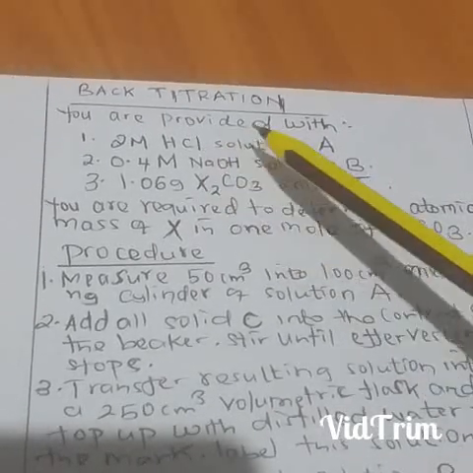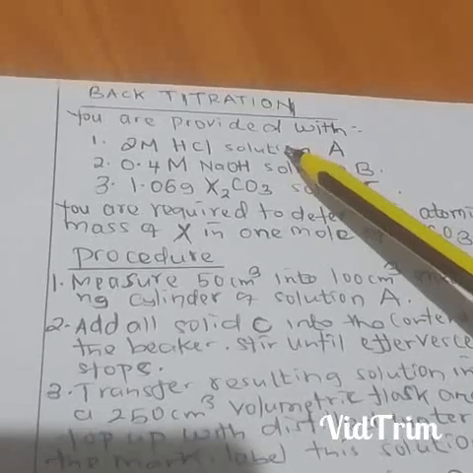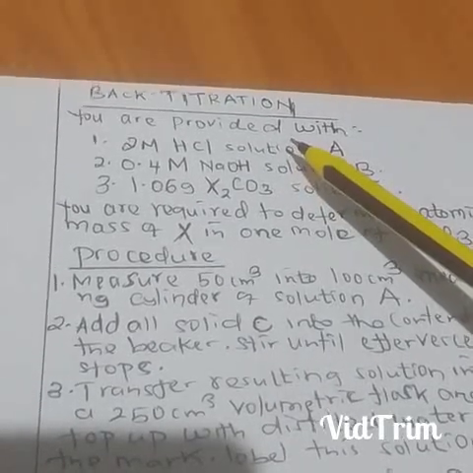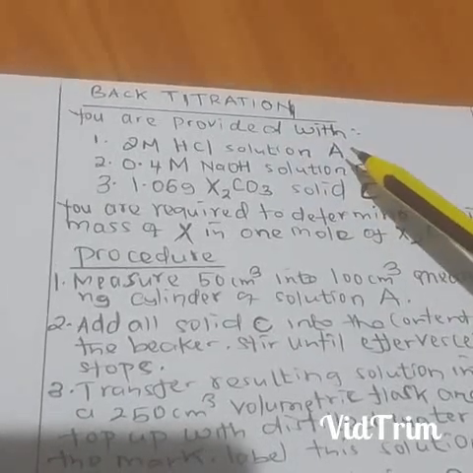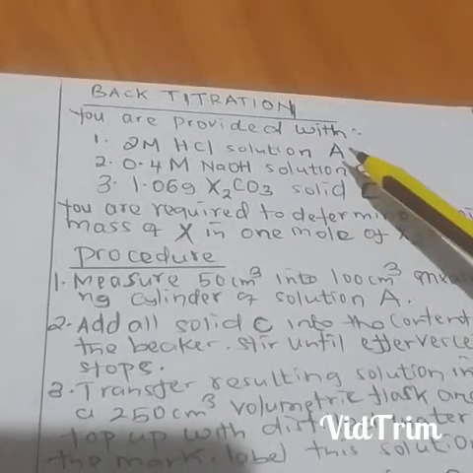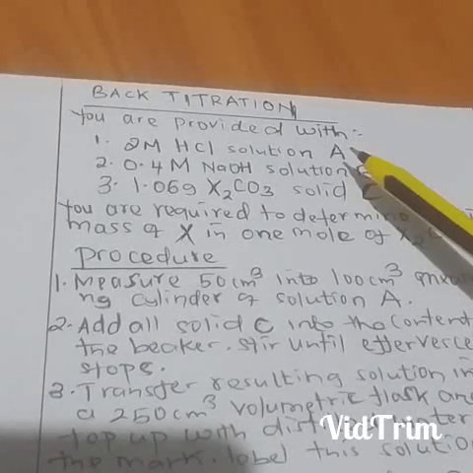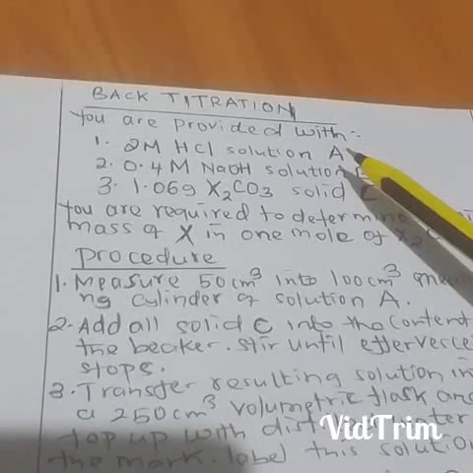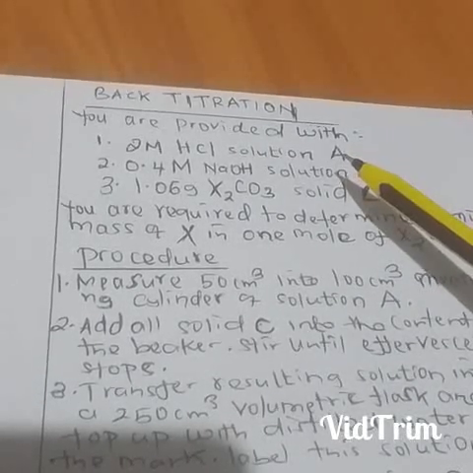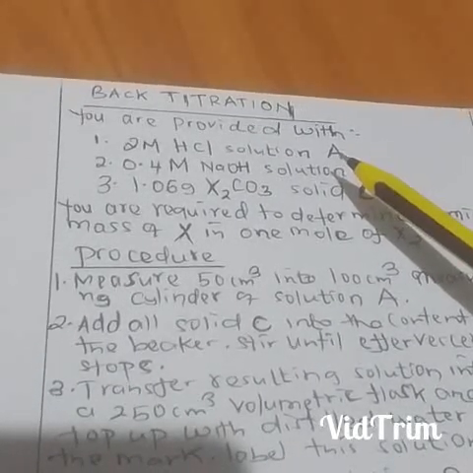So it means in this case, solution A, 2 molar HCl, is in excess. Why? Because the acid, first of all, will react with the carbonate, then the remaining amount of the acid will also react with the base, that is sodium hydroxide, during titration.